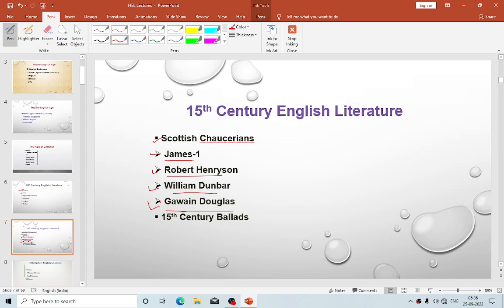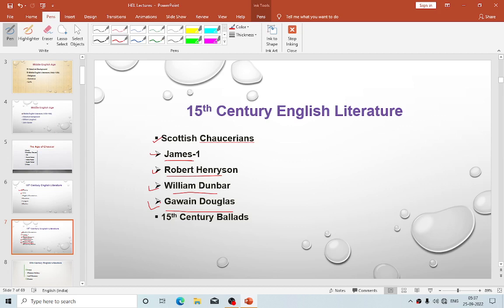Douglas was high born, well educated, and a bishop. After the disaster of Flodden, he was involved in political intrigues and had to flee the country. He escaped to London, where he died at the early age of 48.